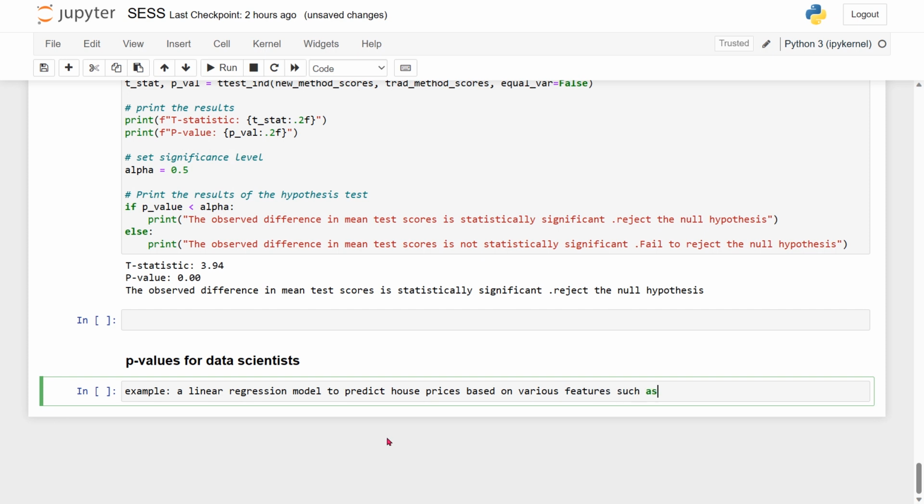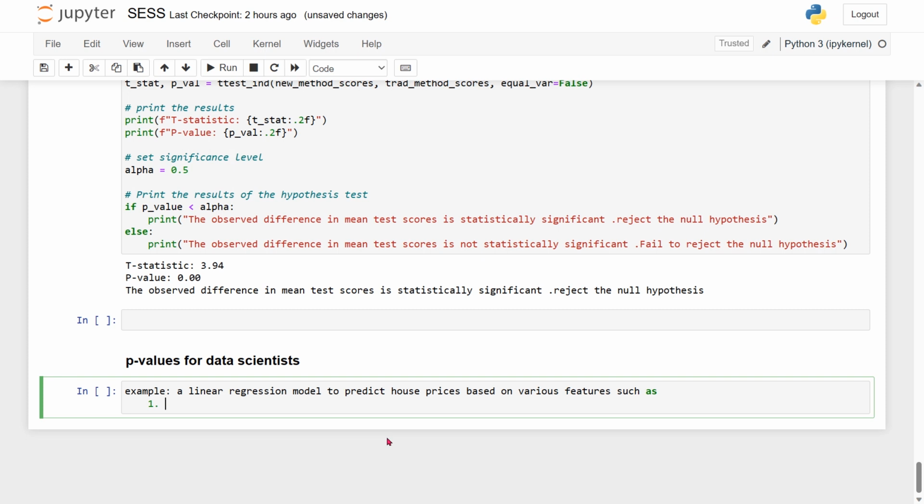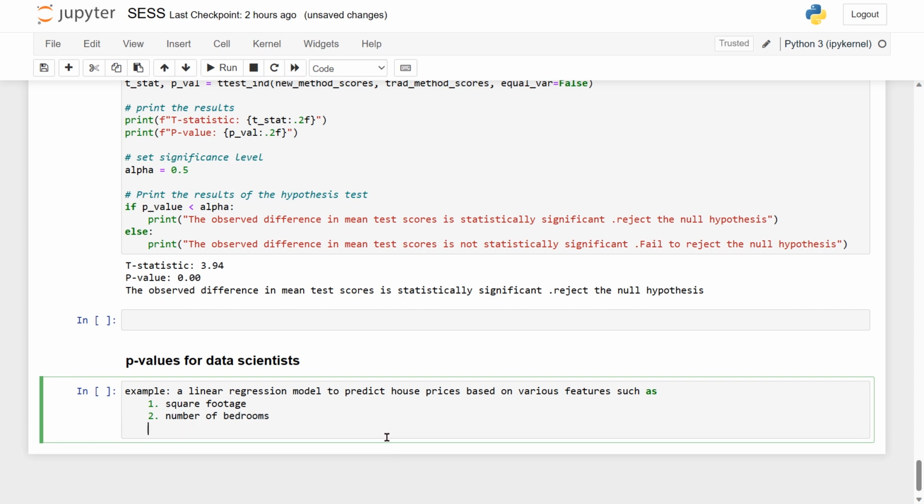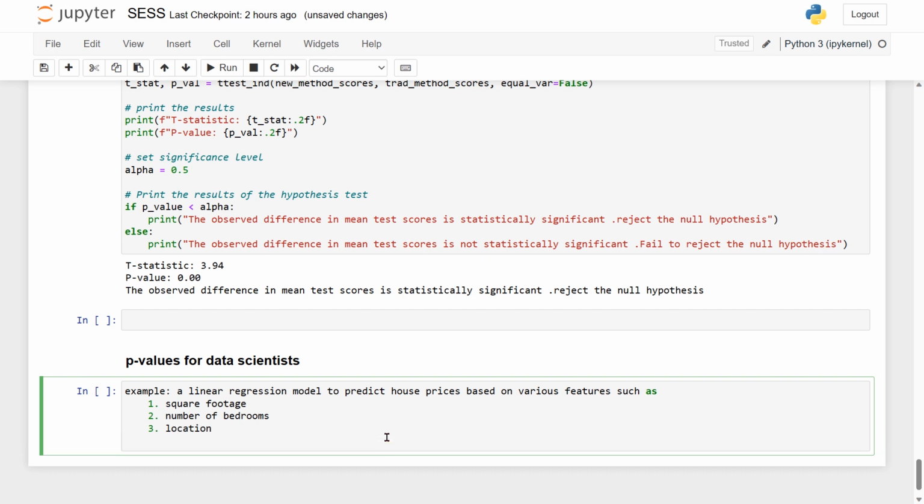such as, let me write down. The first feature is square footage. The second feature is number of bedrooms. The third feature is location. And one of the features being considered is also the presence of a swimming pool. So these are the features to predict the house price.